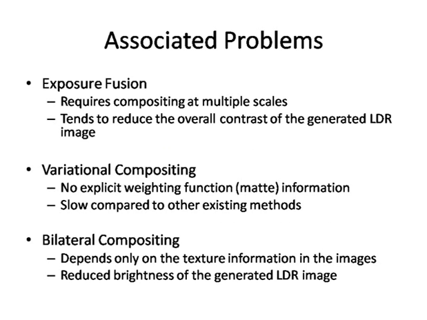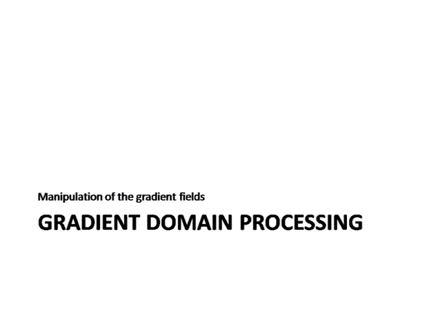Here are the problems with these methods. Exposure fusion requires compositing at multiple scales and tends to reduce the overall contrast of the generated LDR image. Variational compositing does not provide an explicit weighting function, and being iterative, it is slow compared to the other existing methods. Bilateral compositing depends only on the texture information in the images and tends to reduce the brightness of the generated LDR image. We propose a novel method to solve this problem.